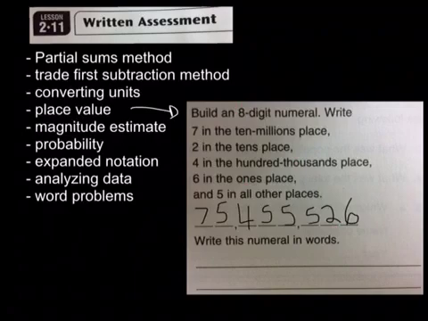Okay. Write this numeral in words. So you would write 75 million, right? Right here you would write it with letters. 75,455,526. And that's place value, boys and girls.